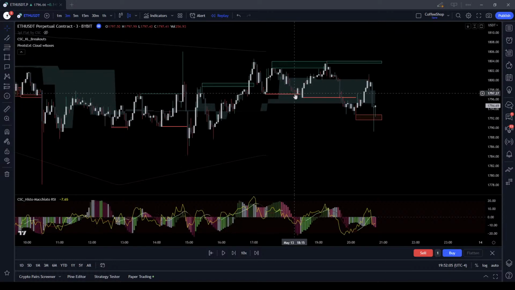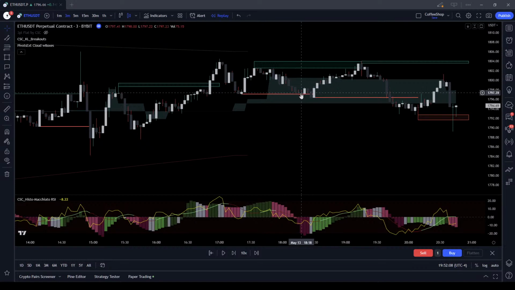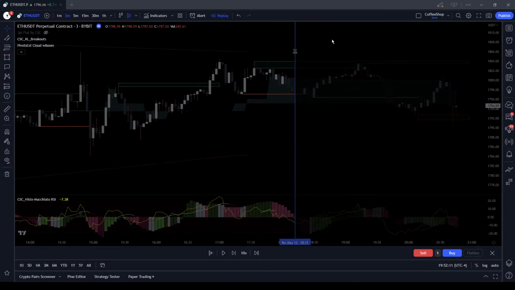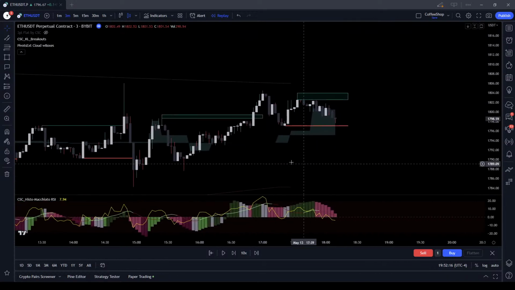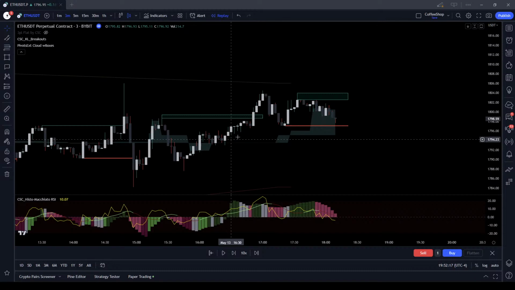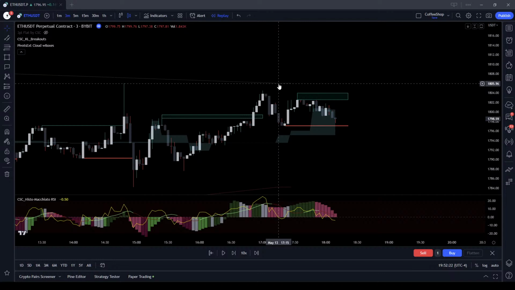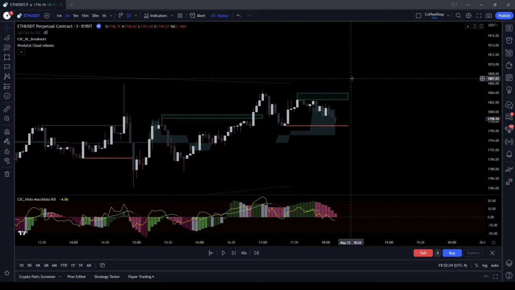It got to this breakout, but it was inside, right? It got to that breakout, but it was inside the pivot cloud. So it wasn't really going to go anywhere. Let's break this out. There we go. So it was above the cloud, which means you're still above your 200, right? You're still above the signals that you want to be above.